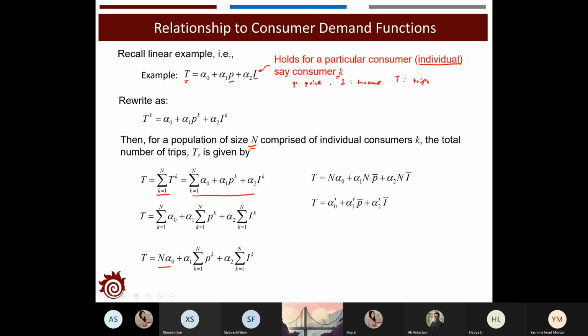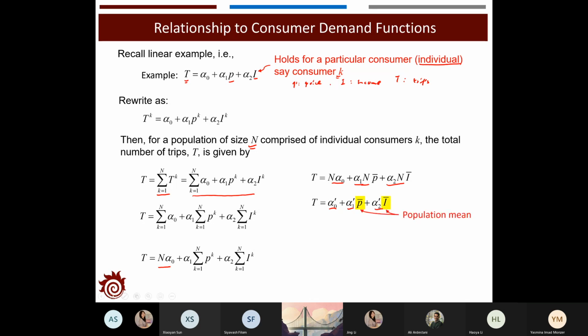So with this one, we can further simplify the linear equation. So capital T will be alpha 0 prime plus alpha 1 prime P bar plus alpha 2 prime I bar. So alpha 0 prime will be n times alpha 0. Alpha 1 prime would be alpha 1 times n. Alpha 2 prime would be alpha 2 times n.